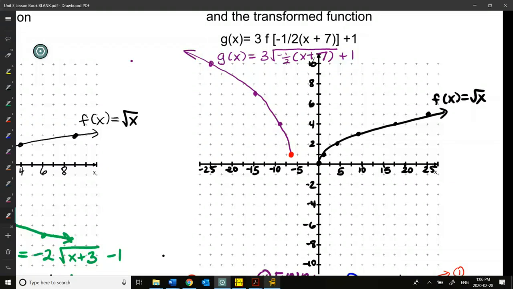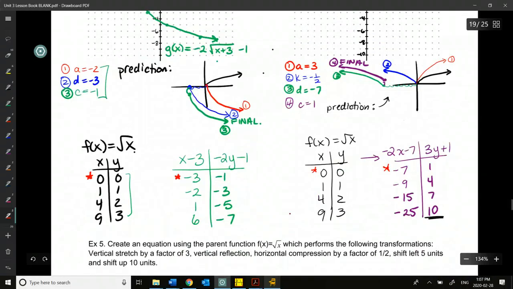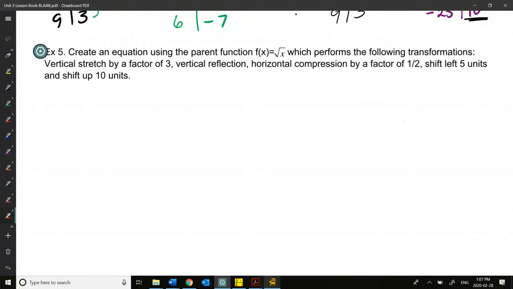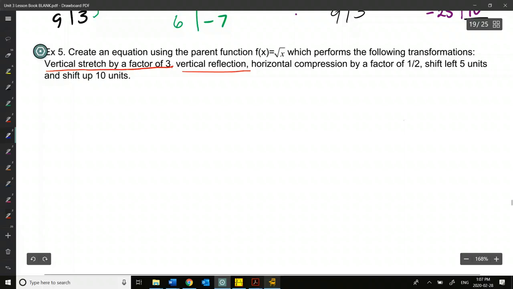Okay, last question. You guys may have seen some questions like this in your homework yesterday. It tells you what the transformations are in words, and it asks you to create an equation from those transformations in words. Is everyone good? Okay, so let's take a look at the last example here. It says, create an equation using the parent function root x, which performs the following transformations. Vertical stretch by a factor of 3, vertical reflection, horizontal compression by a factor of 1/2, shift left 5 units, and shift up 10 units.